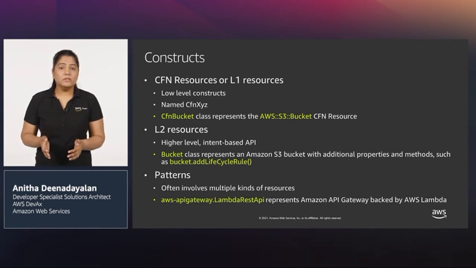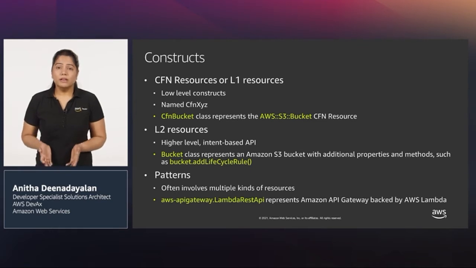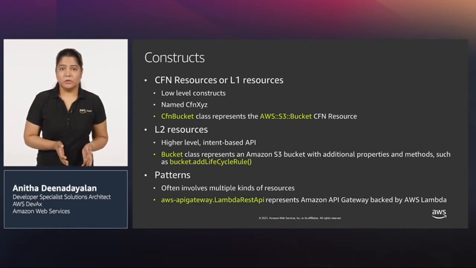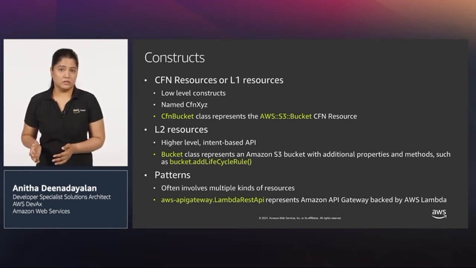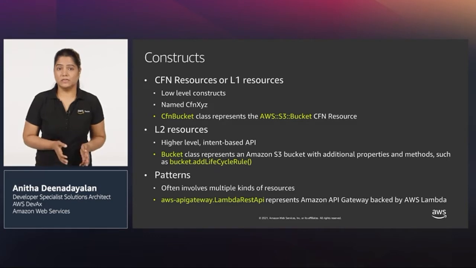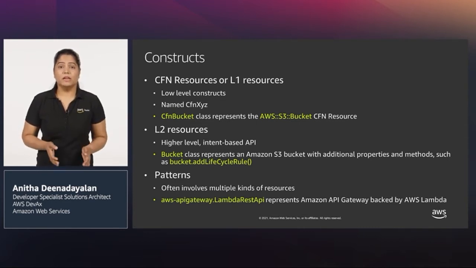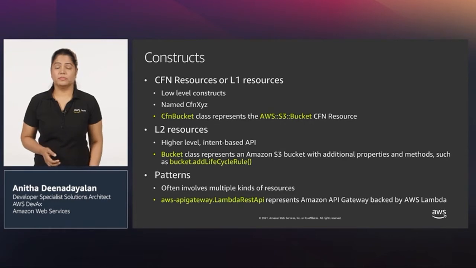They provide similar functionality but provide the defaults, boilerplate, and glue logic that you would be writing yourself with the level 1 construct. Finally, the AWS construct library includes even higher level constructs, which we call patterns. These constructs are designed to help you complete common tasks in AWS, often involving multiple kinds of resources. The construct Lambda REST API will represent an API gateway backed by the AWS Lambda function.